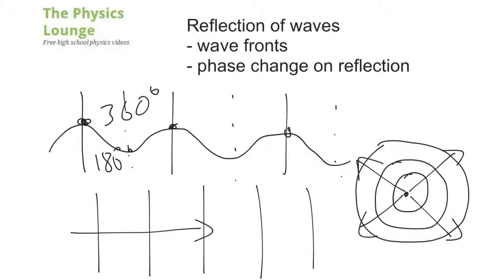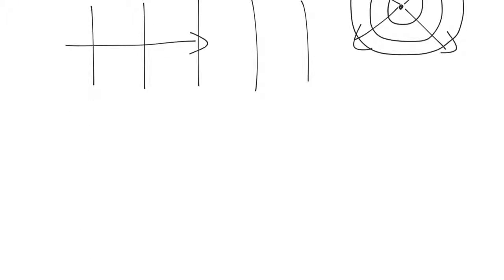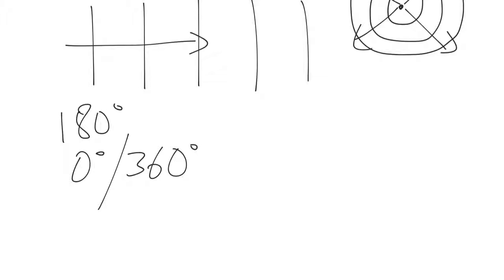So if we consider reflection, we're going to see that there is a phase change during that reflection, and it depends on the conditions of the reflection what that phase change will be. It's either going to be 180 degrees phase change, or 0 degrees, or we might call 360 degrees, which basically is no change.